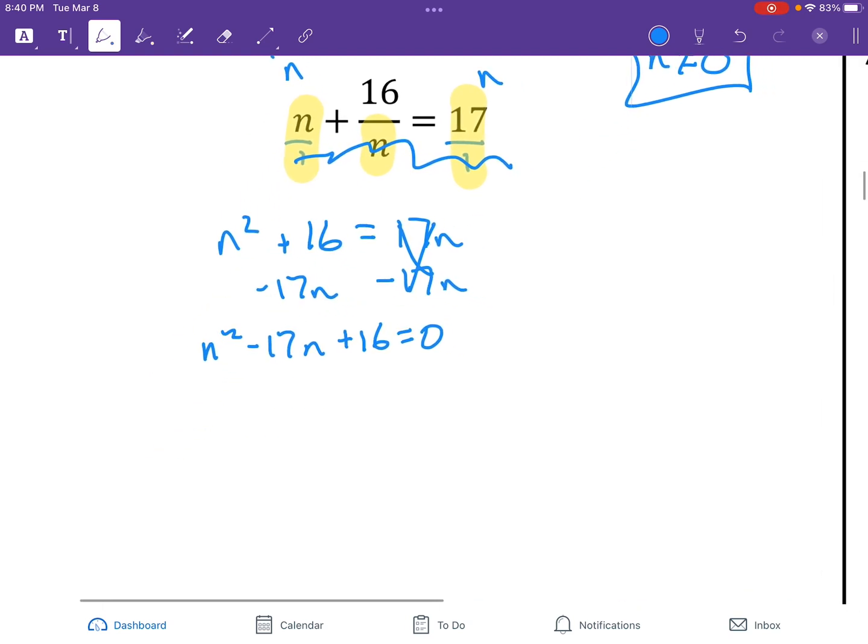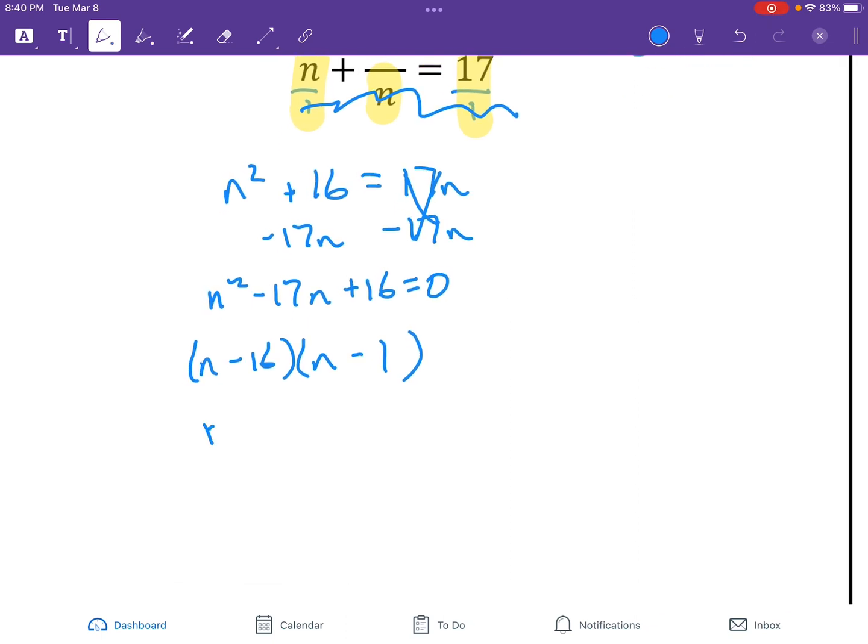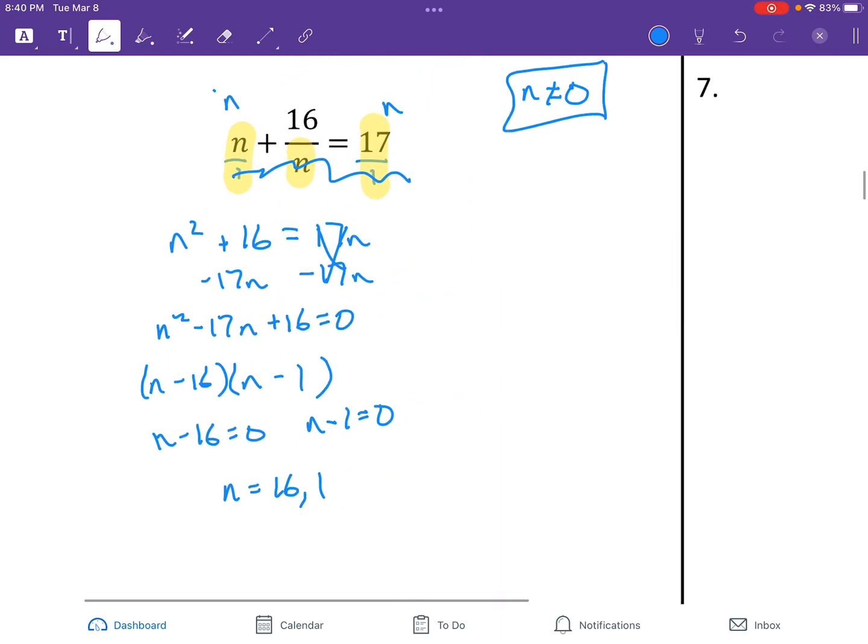So now we can factor this. What two numbers multiply to be 16 but add up to be negative 17? That would be negative 16 and negative 1. Now we take both of our factors, set them equal to 0, and solve. So we have n minus 16 equals 0, n minus 1 equals 0, and n will equal 16 or 1. And since that is not one of our domain restrictions, those both will be okay.